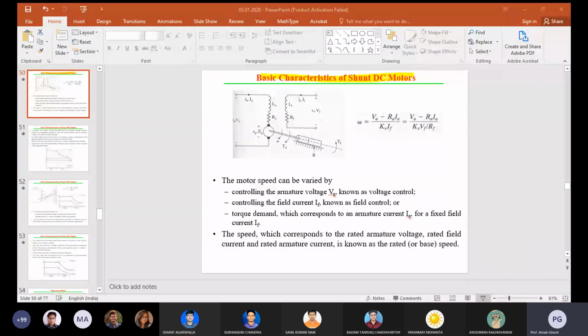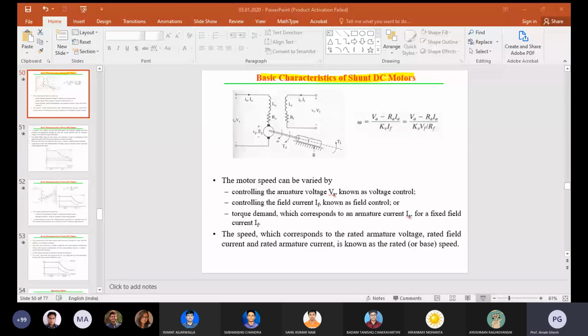Here we can see the very basic characteristics of the series motor. First the torque is constant, then the power is constant. Up to base speed, the torque is constant. For speed up to the base speed, the armature voltage is varied and the torque is maintained constant.